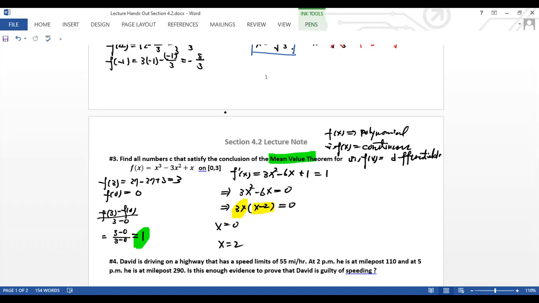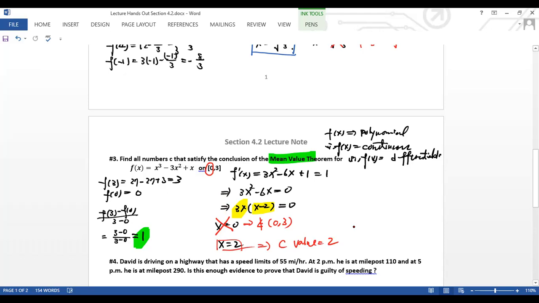But x equals 0 will not be our solution. Why? Because 0 is a boundary point. The Mean Value Theorem says c must be in the open interval 0 to 3, so x equals 0 does not belong to it, because it cannot be at the boundary. So x equals 2 is my only value here. That means I have c equals 2.